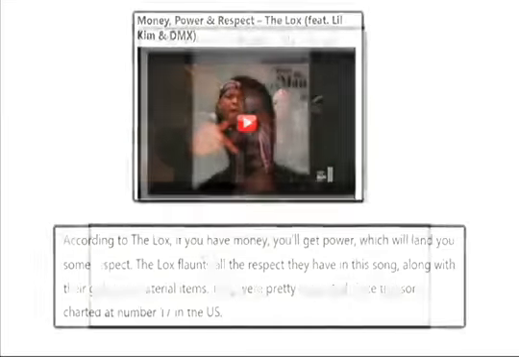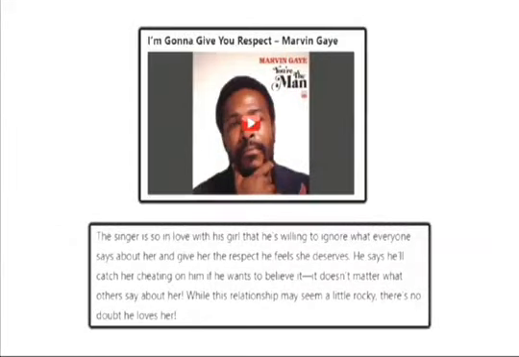Let's go to the next song. This is called I'm Gonna Give You Respect by Marvin Gaye. And get this, it says the singer is so in love with his girl that he's willing to ignore what everyone says about her and give her the respect he feels she deserves. He says he'll catch her cheating on him if he wants to believe it. It doesn't matter what others say about her. While this relationship might seem a little rocky, there's no doubt he loves her. So here's what they're really saying: this guy's friends are telling him, hey, this girl is sleeping around with all these different people.